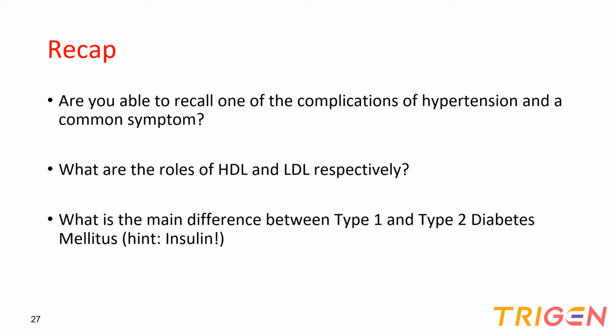In type 1 diabetes, your body is no longer able to produce insulin. In type 2 diabetes, your body produces insulin, but it is insufficient or the body does not use the insulin effectively.